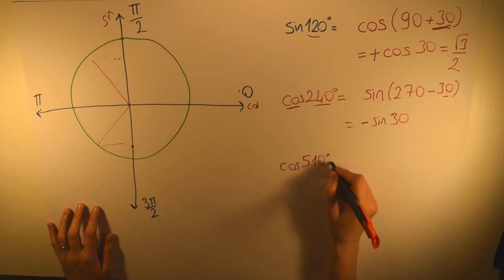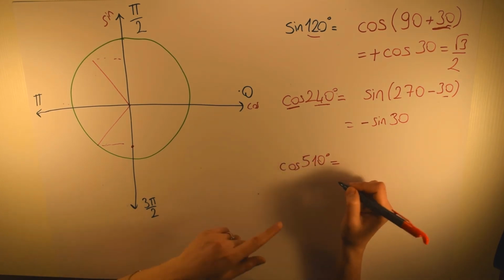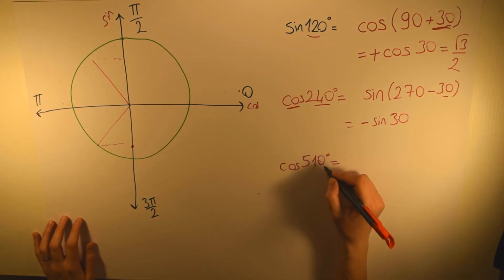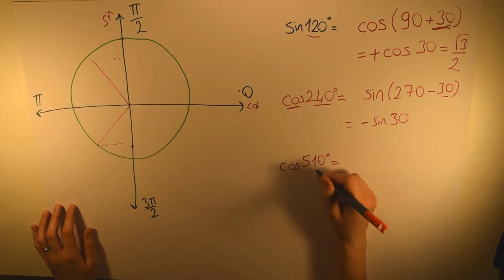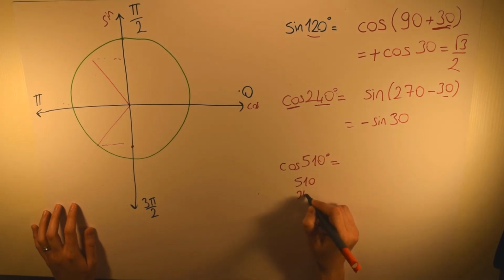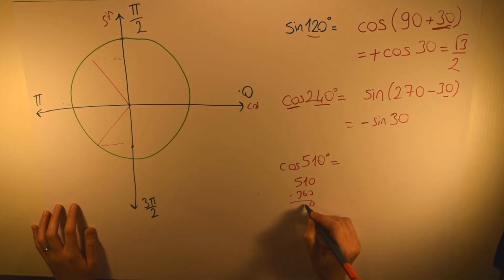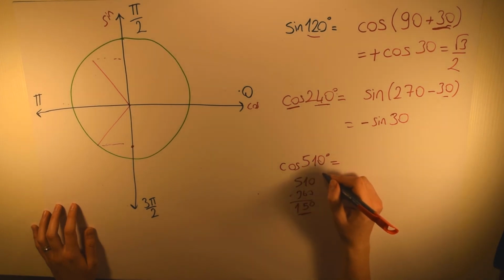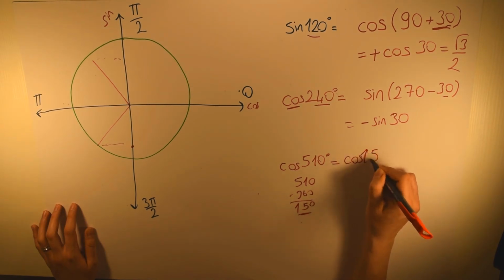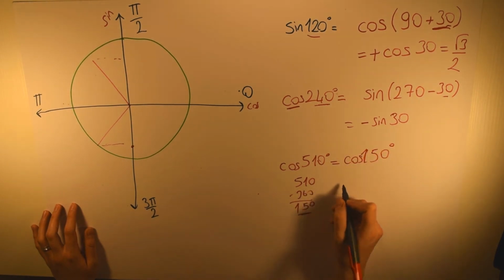And for example, let's say we want to find the value of cosine 510 degrees. Okay, so what do we do in this case? First we will find the principal angle of this, and then we will do the same thing as we did here. How do we do that? We just subtract 360 from this angle. When I subtract 360, we have 150. So this is actually equal to cosine 150 degrees.